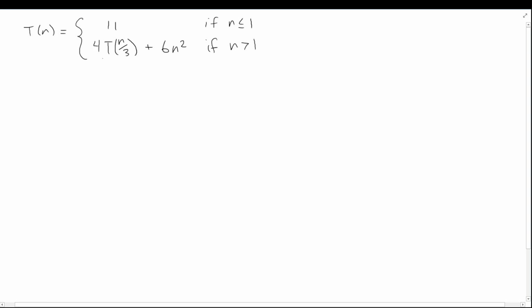I've upgraded my term here. It's now got a non-1 term out front. Still dividing by 3. I thought that might be good. And now I've got an n squared function out here, so a couple different things to work with. And let's just go ahead and practice.